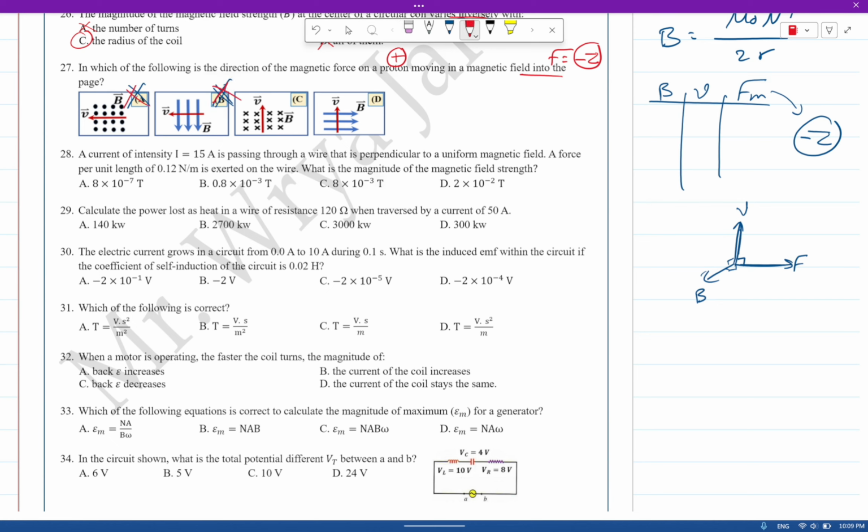We have the magnetic field that is into the page. Into the page, that means z negative. Can we have magnetic field on the z-axis and then magnetic force on the z-axis? No. So we can say immediately C is incorrect.